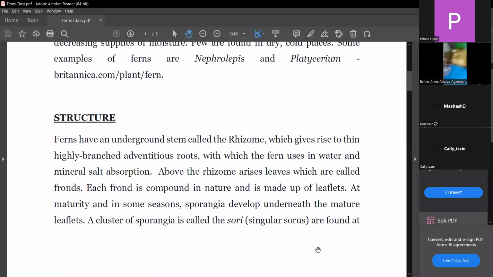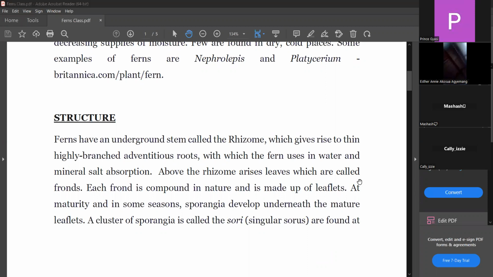Now the rhizome will give rise to a shoot, right? And this shoot is what we call the frond. The frond is compound in nature. And when I say compound, you know what a compound leaf is, right? A compound leaf is divided into several leaflets. So we have one whole leaf which is divided into smaller leaflets. That makes it compound in nature.